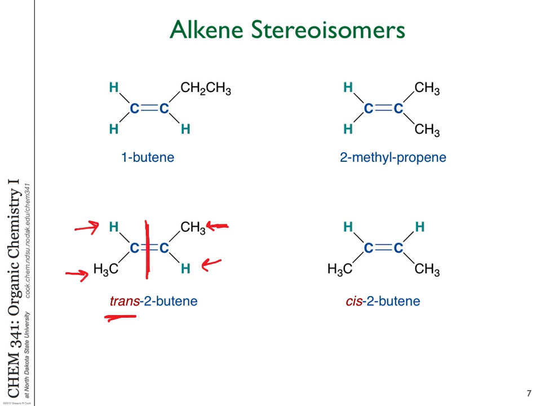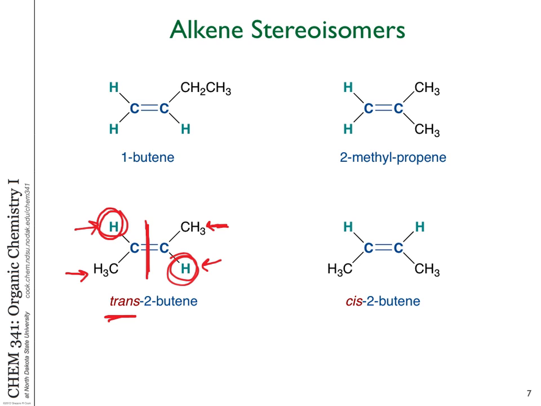So what you have then is a situation where if you position the groups the way I've drawn it here, you have similar groups. Here's a hydrogen on opposite sides of the ring. That's what we would refer to as a trans orientation.